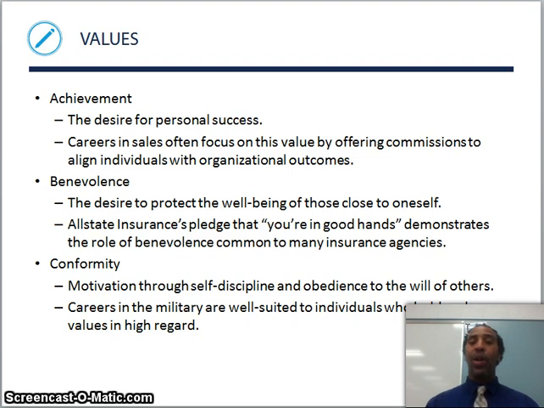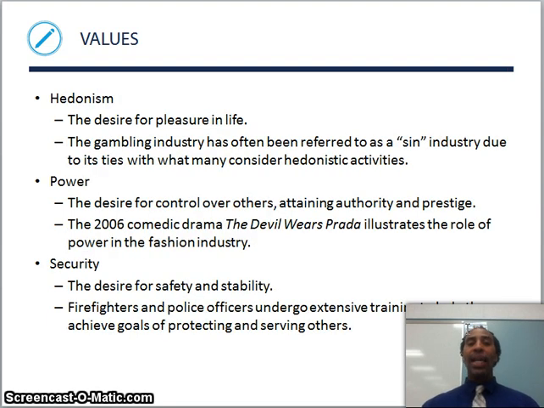Conformity, motivation through self-discipline and obedience to the will of others. Careers in the military are well suited to individuals who hold such values in high regard. Hedonism, not just a resort in Jamaica. This is the desire for pleasure in life.